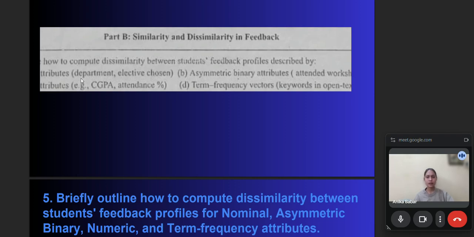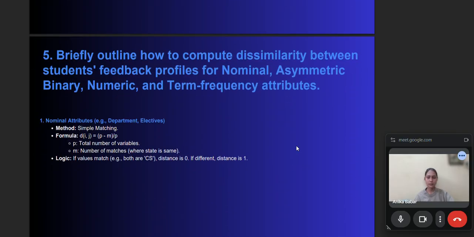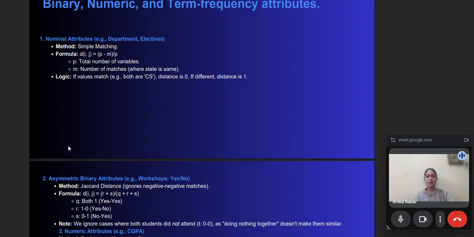Data science first internal, part B, which is similarity and dissimilarity in feedback. So this is our first question, in which we have to compute dissimilarity between students' feedback profiles described as this. So first is nominal attributes, that is method.